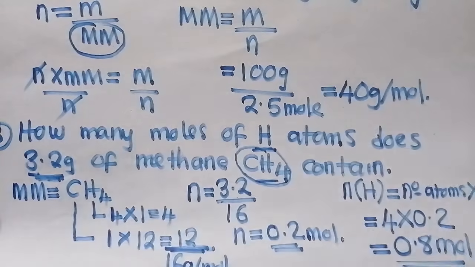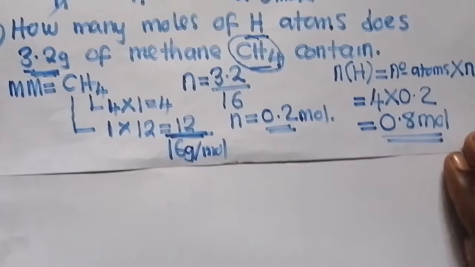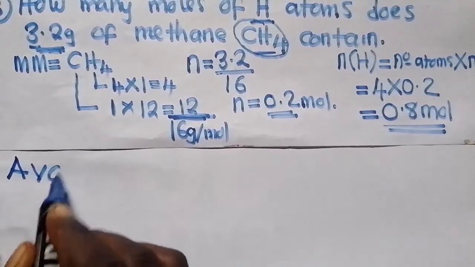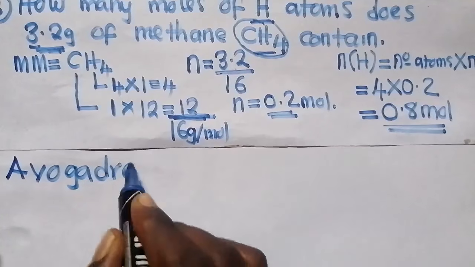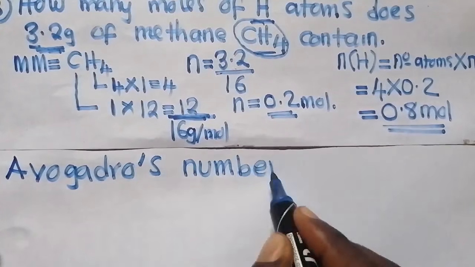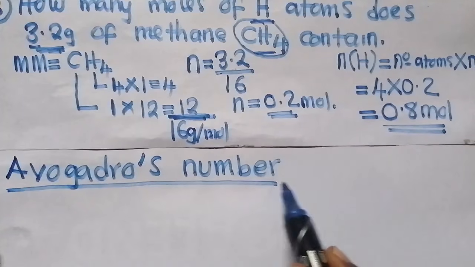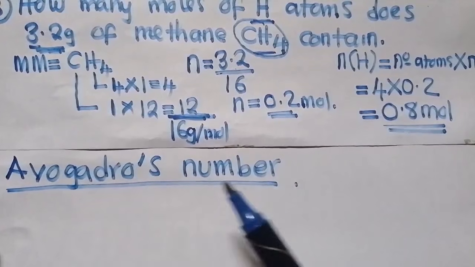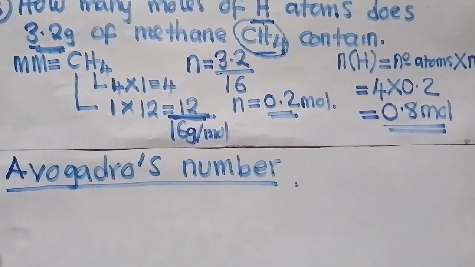So let us now look at another part. This part that we are going to look at is Avogadro's constant, or number, just one and the same. We need to understand what this is. What is Avogadro's number? How can you define Avogadro's number if a question was to come in an exam?